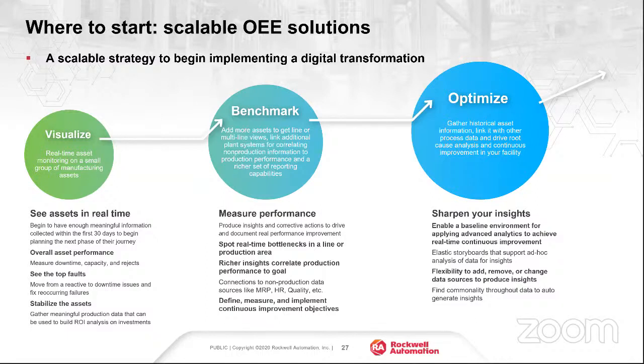The next one is benchmarking. Right? So when we talk about benchmarking, we are talking about adding assets and comparison between those assets, correlations, right? You get a multi-line view for the whole plant, multi-machine view, and you are correlating non-production data. So what is the non-production data here? The shift data, the maintenance data, the safety data. You are correlating those.